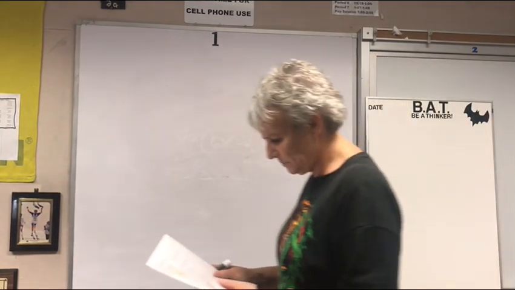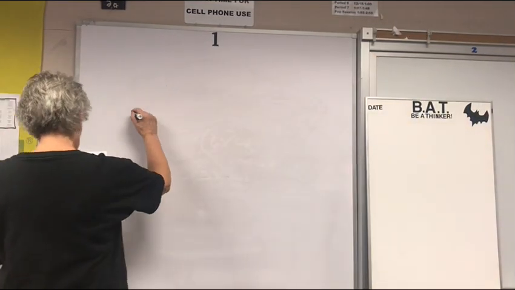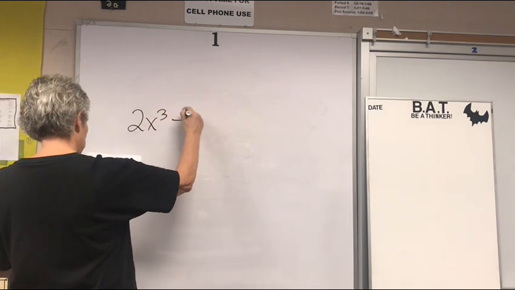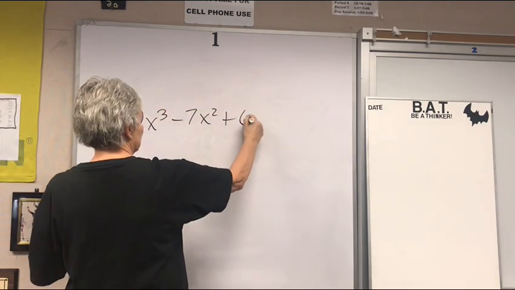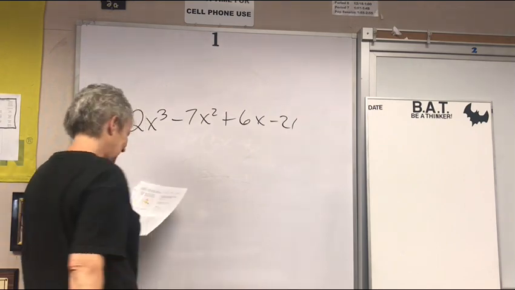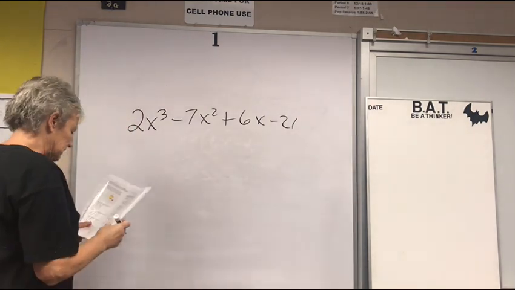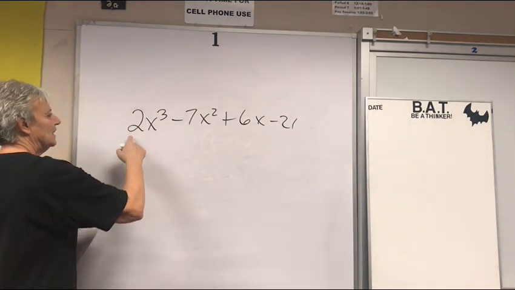Okay, I'm back. Did you miss me? All right, number 22, 2x cubed minus 7x squared plus 6x minus 21. Can't believe I messed up number 21. I hate when I do that.